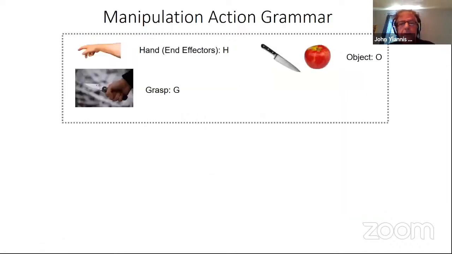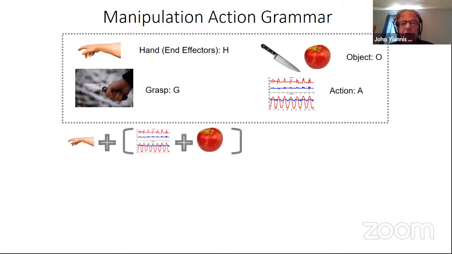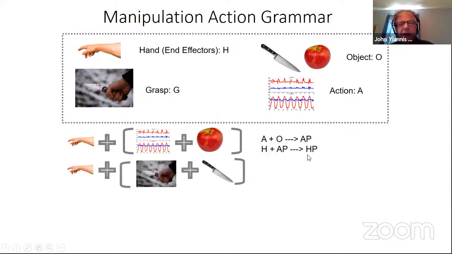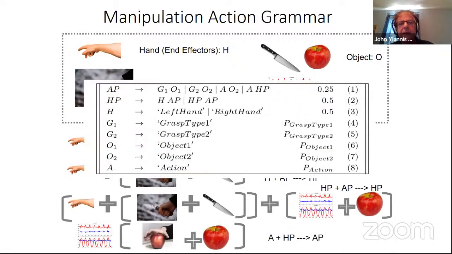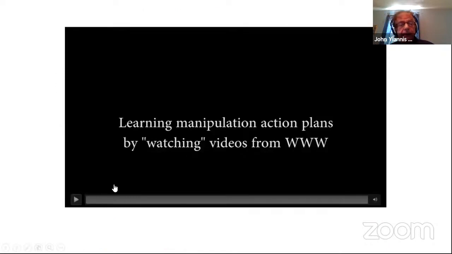So if H is for hand, G is for grasp, O is for object, A is for action, then you see one of the productions here. A plus O gives an action phrase. An action applying to an object is an action phrase. Hand and an action phrase is a hand phrase, and so on. So you can see the development of that grammar. And let's see an example of that.